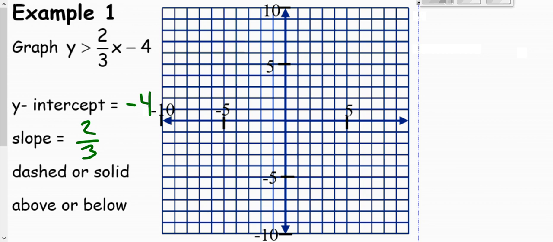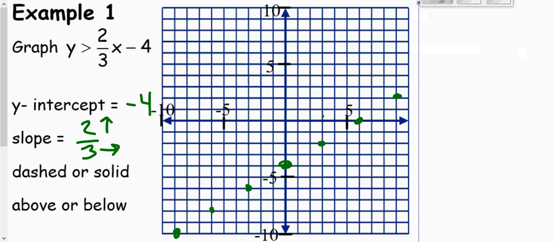I'm going to start at my y-intercept of -4. So I go to the y-axis and make a dot at -4. That's down here. And then from there, I'm going to go up 2 and right 3. Up 2, right 3. Up 2, right 1, 2, 3. Up 2, right 3. I can also go backwards from my y-intercept, down 2 and back 3. And it'll look like that.